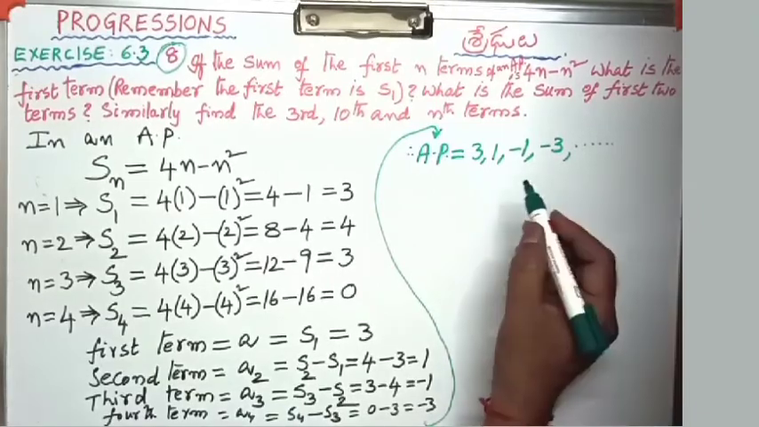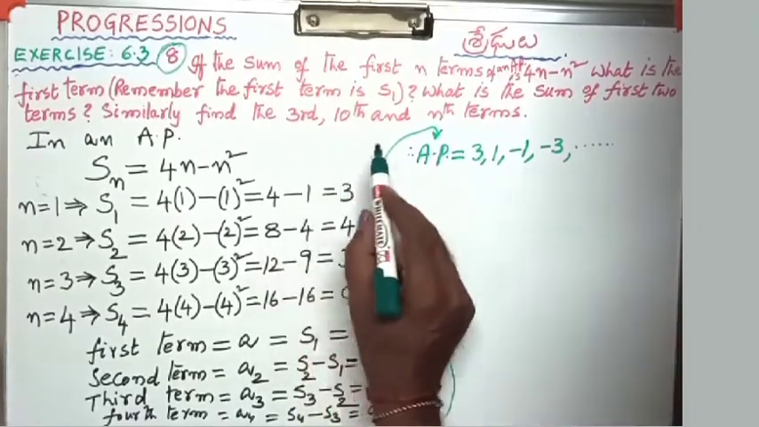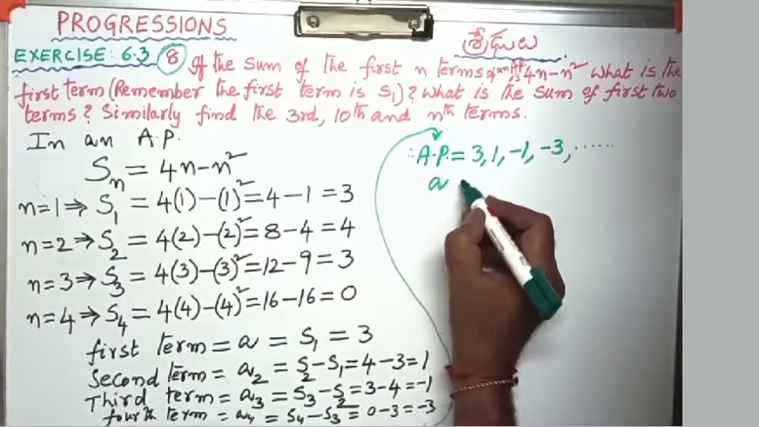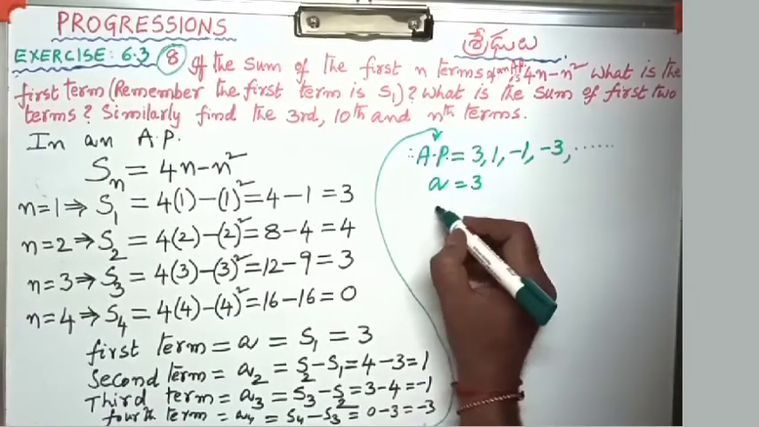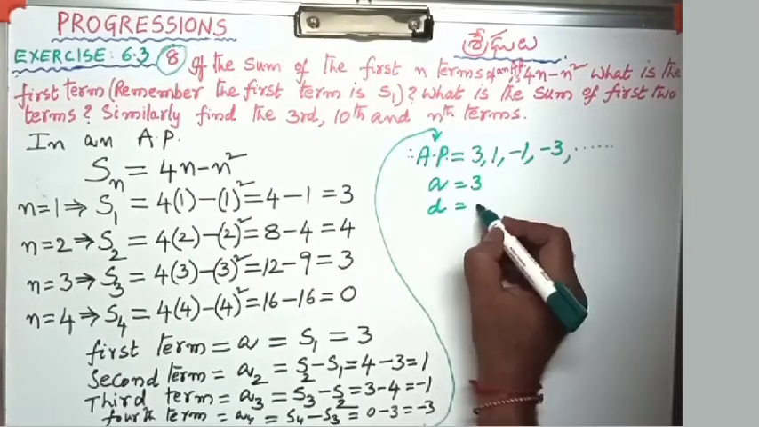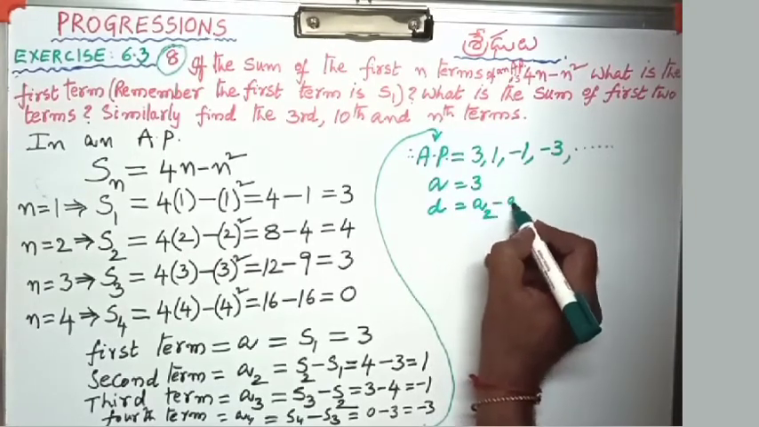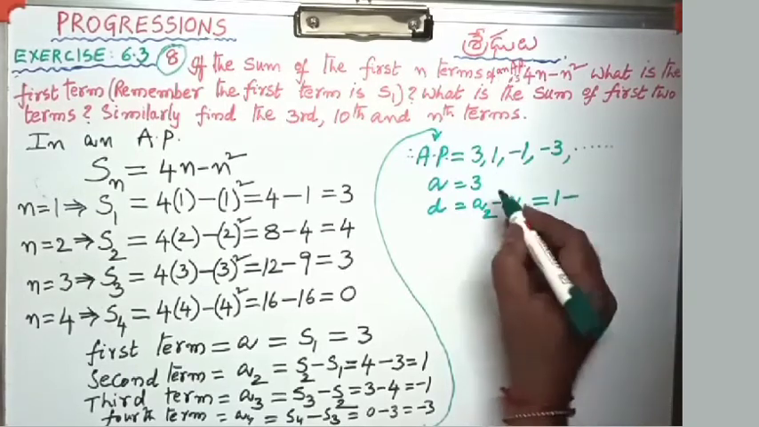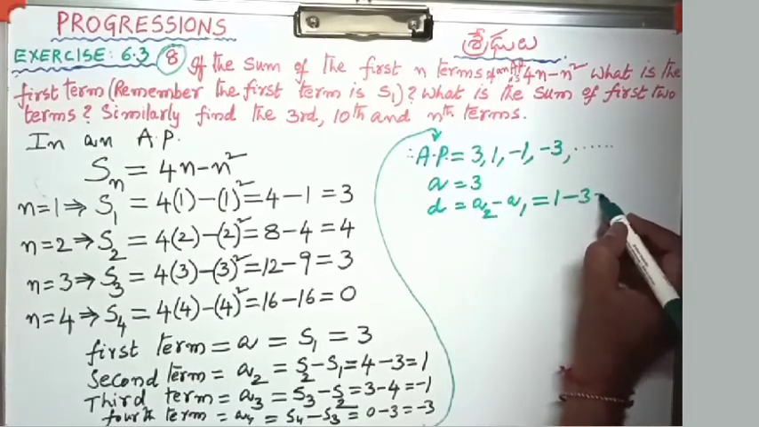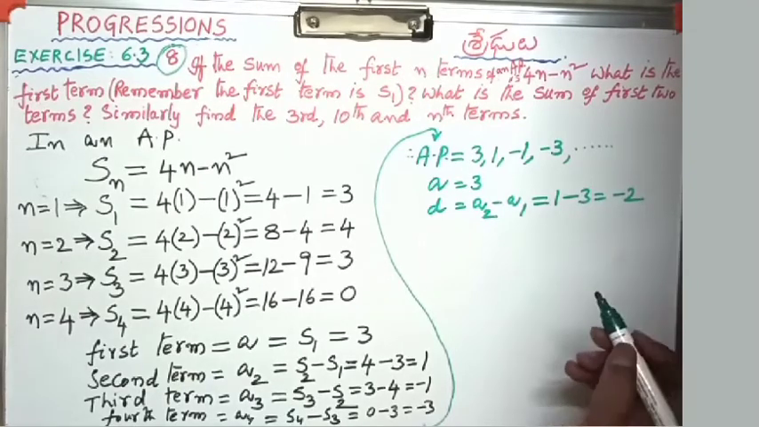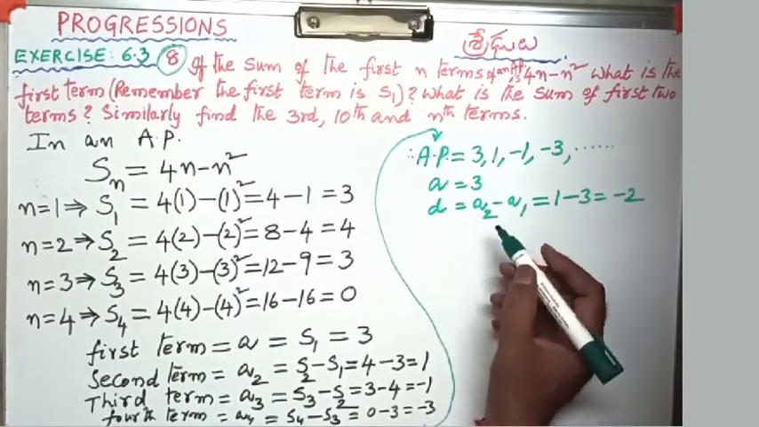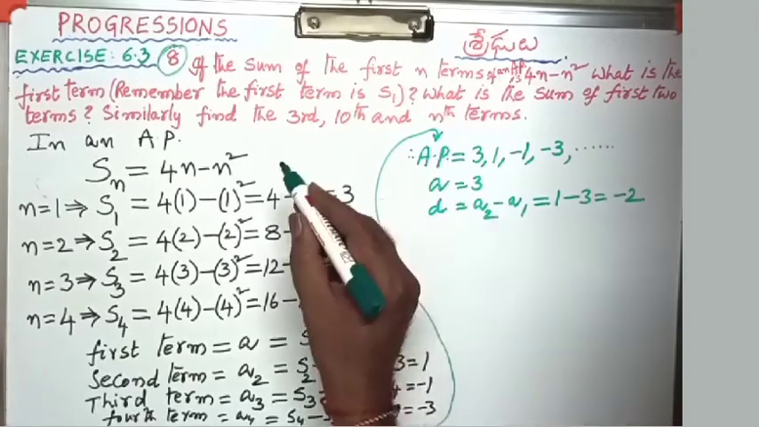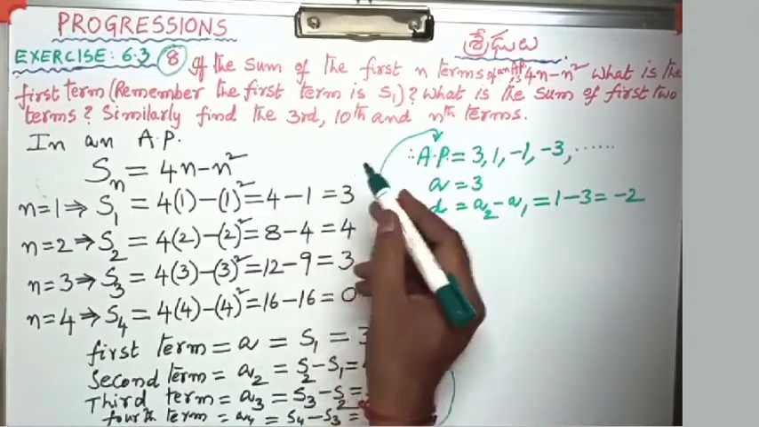So we have to find the third term, 10th term and nth term. In this AP, A is equal to 3 and D is equal to A2 minus A1. That equals A2 is 1 minus A1 is 3. 1 minus 3 is -2. So we know the A value and D value. Now we can find the third, 10th and nth terms.